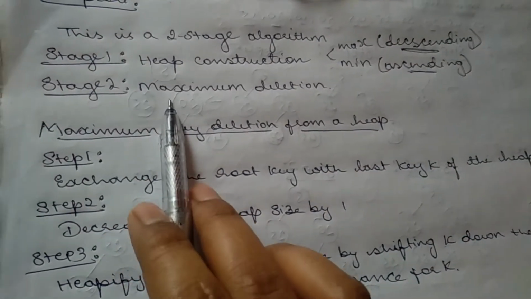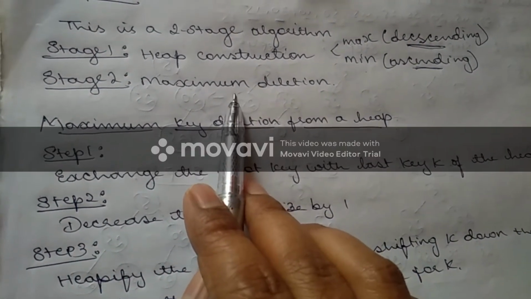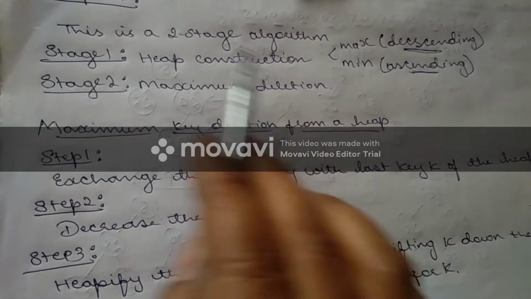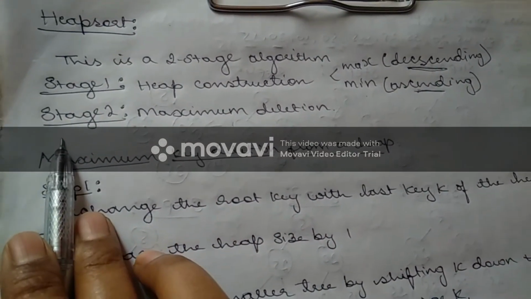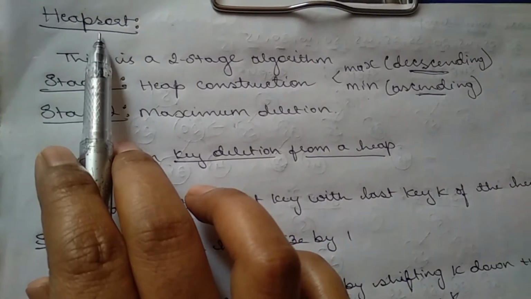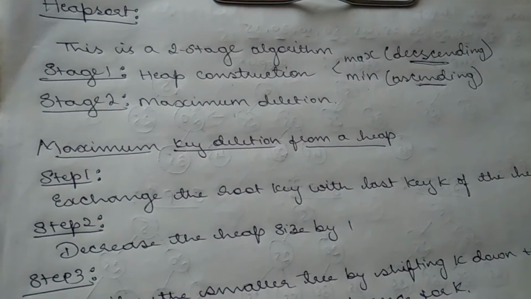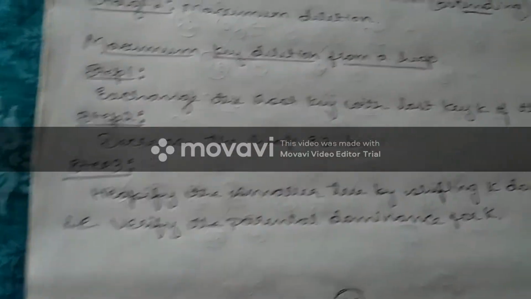And stage 2 is maximum deletion. I'll explain the algorithm, how this maximum deletion takes place. These are the two stages we will consider to sort the elements using heap sort: heap construction and maximum deletion. Now let me come to this maximum deletion, how this is going to work.